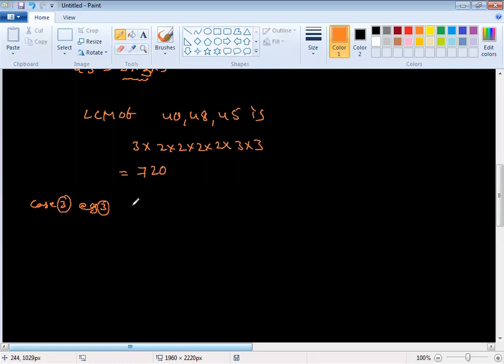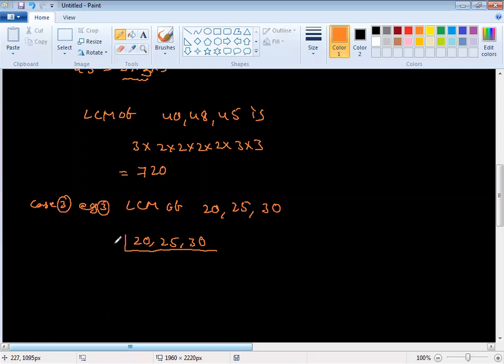Example 3. What is the LCM of 20, 25, 30? Then we take it like this. We use the maximum of 20, 25, 30. We should take prime factors.